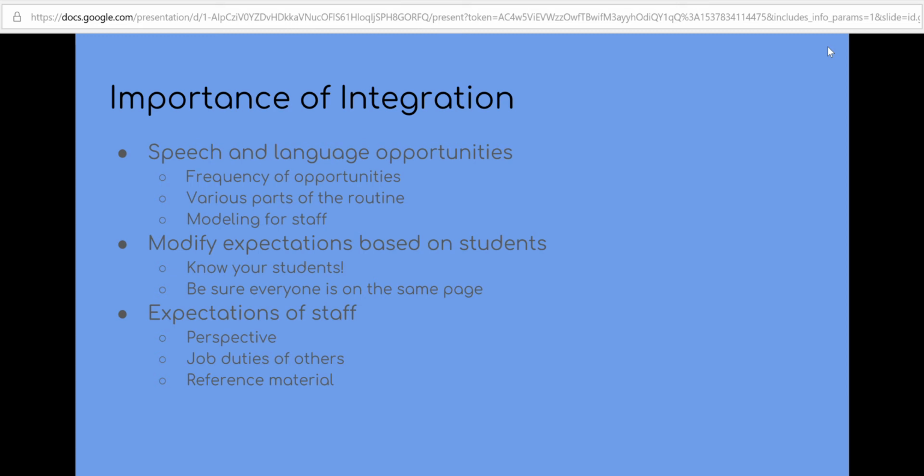Another important thing to do is to provide reference material for your team. This can help team members in case they don't remember exactly how you modeled the skill, or they weren't there that day, or they just want an extra step-by-step in order to make sure they are doing everything in the right sequence. I'm going to show you in the next couple of slides some things I've developed in order to help integrate some of the assistive technology pieces in the classroom, and how I provided some reference material for all the staff members in the room.